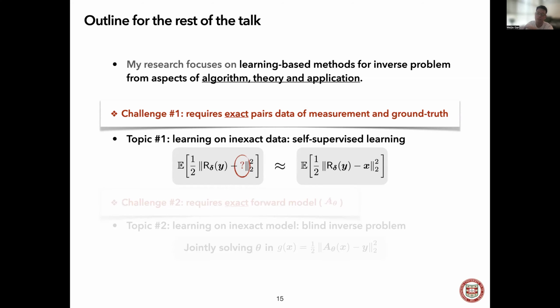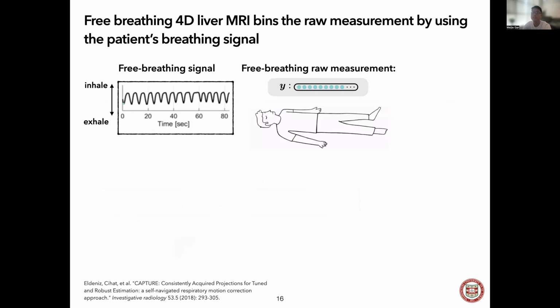So let's start from the first topic, the self-supervised. Let me start from application, and then we'll talk about why I'm interested in the self-supervised learning. So here, a very specific application of MRI called free breathing 4D liver MRI.